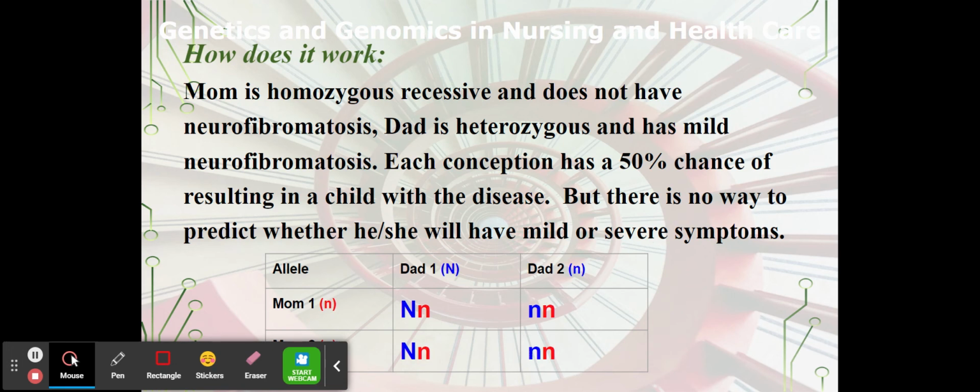But let's do the example of neurofibromatosis with a Punnett square. Mom is homozygous recessive and does not have neurofibromatosis. Dad's heterozygous and has mild neurofibromatosis. Each conception has a 50% chance of a child who has that disease. But there's no way to predict whether or not that child will have mild or severe symptoms.